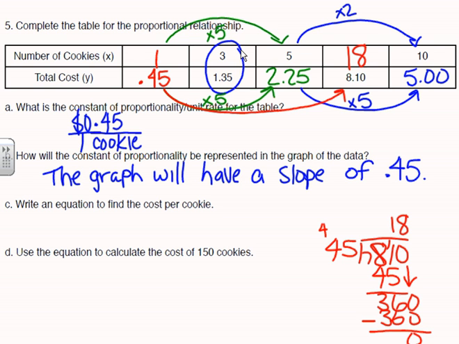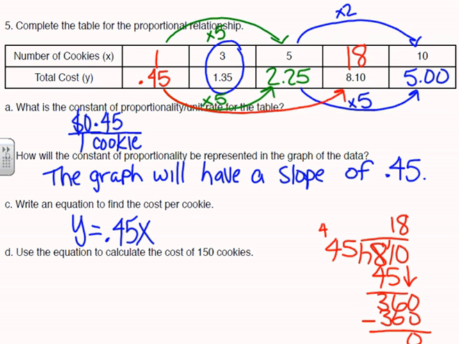Okay, write an equation. So we already know the slope, we already know the constant of proportionality, so we're doing y equals something times x, and in this case k is 45 hundredths. So y equals 45 hundredths times x. Okay, remember when there's a number in front of your x, that's a coefficient and it means multiply.